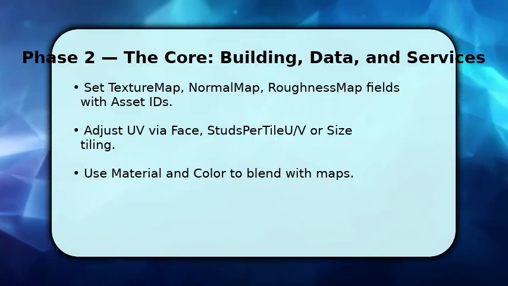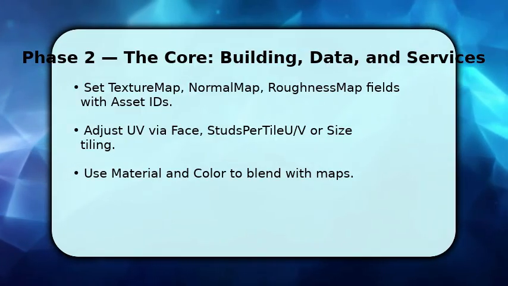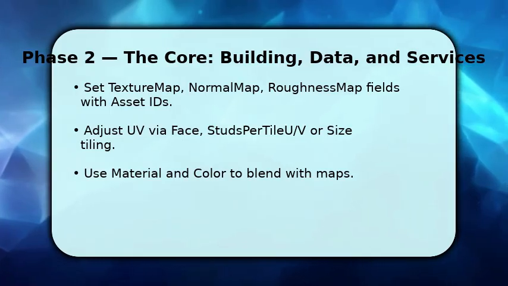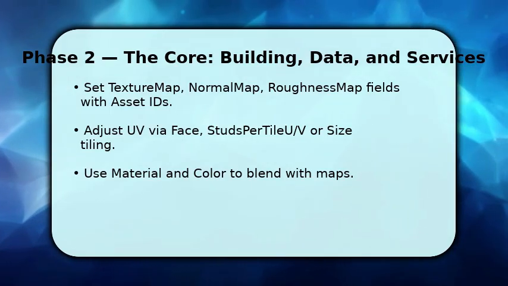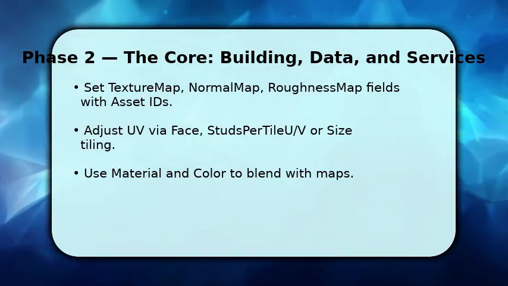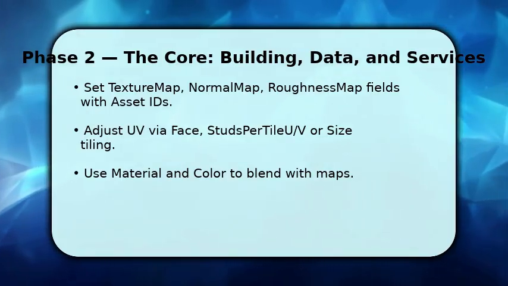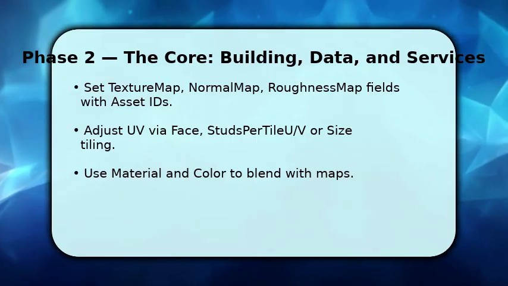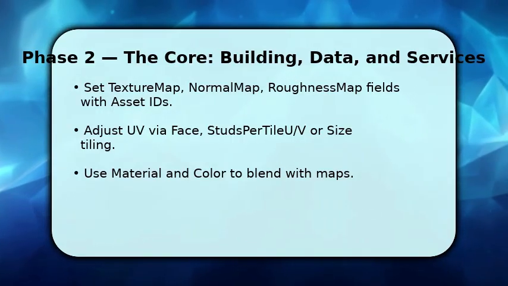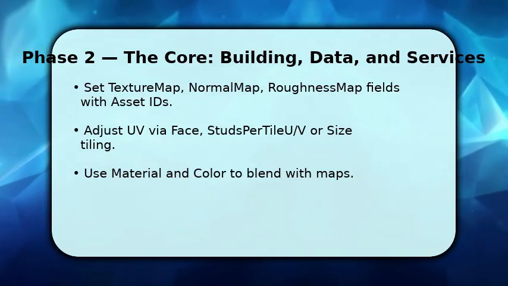If you used a decal, pick the correct face and set transparency or scale using studs per tile U/V to tile the image. These values determine how many repeats fit across the surface. Make sure material and color complement the map so lighting and reflections read correctly in-game.